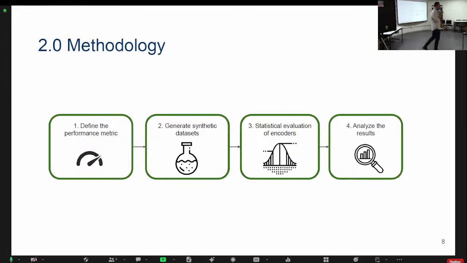Okay, so this is the methodology that we followed. As you can see, we first define the performance metric, and something important here is that this metric has to be also supported by a statistical criterion. Then we generated the synthetic data sets. Then we moved on to the statistical evaluation of the encoders, and finally we analyzed our results.